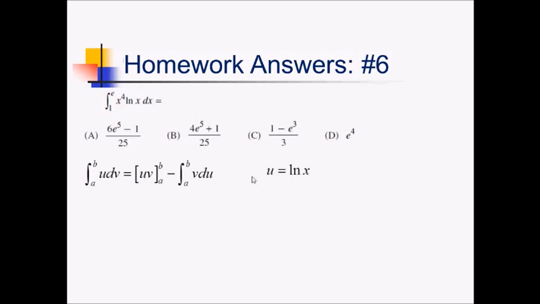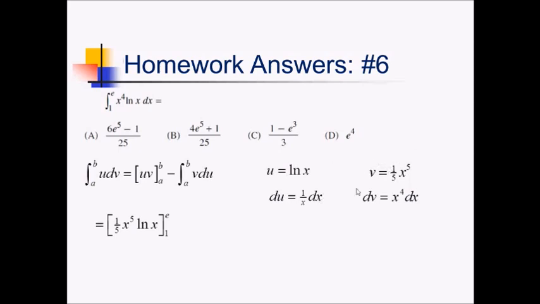So dv then, I'm going to have to go with x to the fourth dx. And now for my du, I've got 1 over x. And for my v, the antiderivative of this, that's going to be 1/5 x to the fifth. Multiplying now to get uv, that's going to be 1/5 x to the fifth times ln of x from 1 to e.